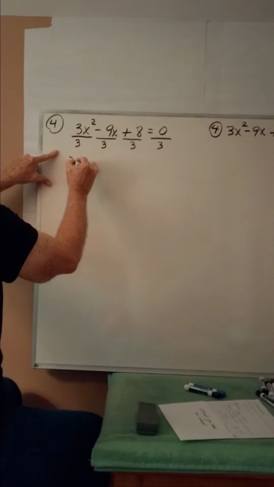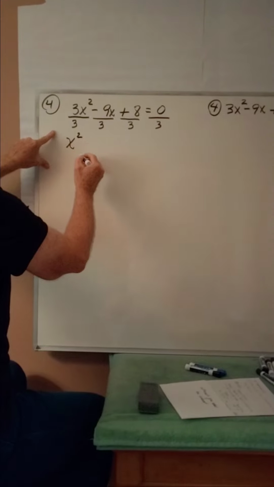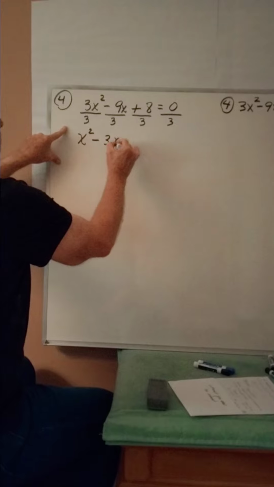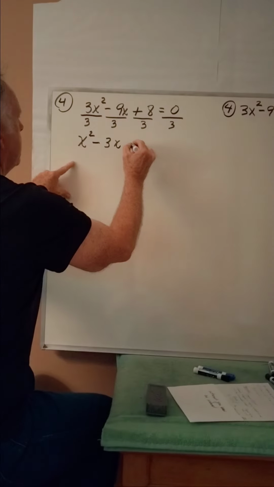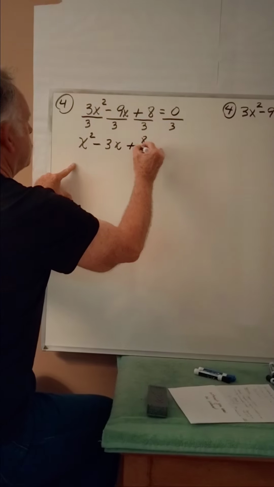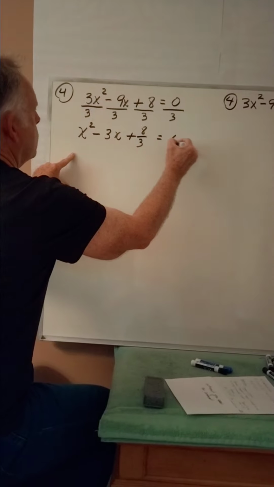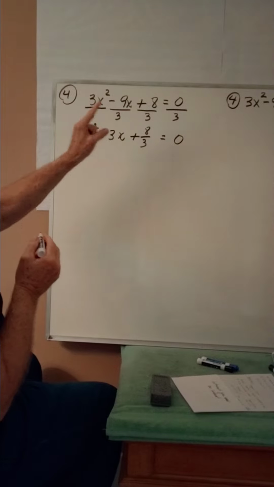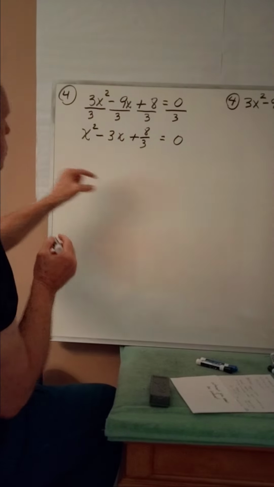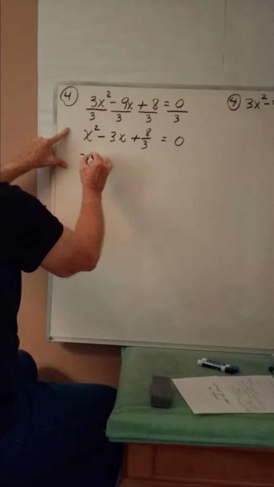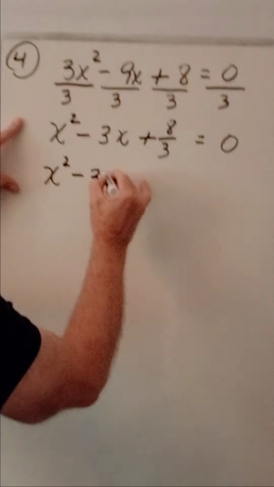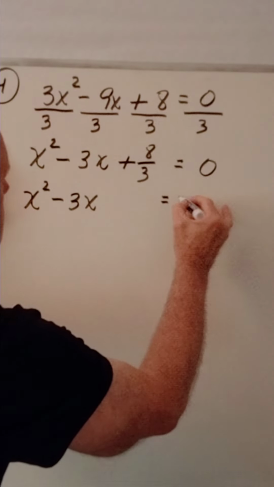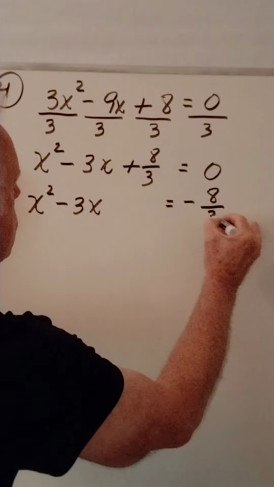And that'll get it down to x squared. It just happens to divide nicely there. Negative 3x. Not so nicely here, just leave that positive 8/3, and that will be equal to 0. Next, move the 8/3 over to the other side. So we'll have x squared, negative 3x, leave a space, move him over, he'll become a negative 8 over 3.